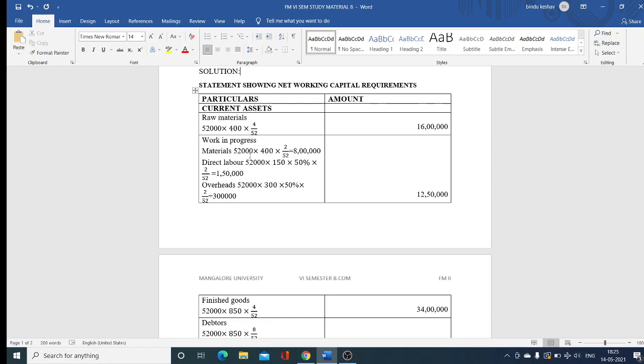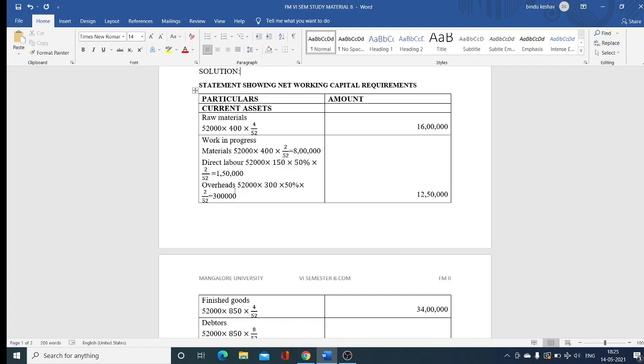You can see 52,000 into 400 for materials, and it remains in stock for 2 weeks. 2 divided by 52, the value is 8 lakh. In case of direct labor, you can see here 52,000 into 150, that is the labor charges, into 50%. So actually we are taking only 75 rupees. 150 into 50% into 2 by 52, that is 1,50,000.